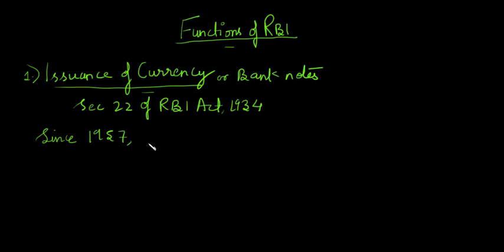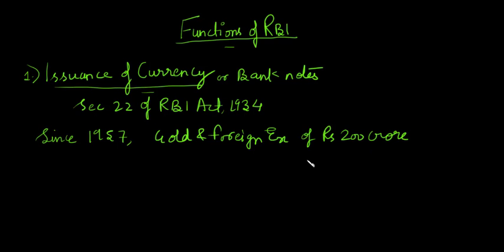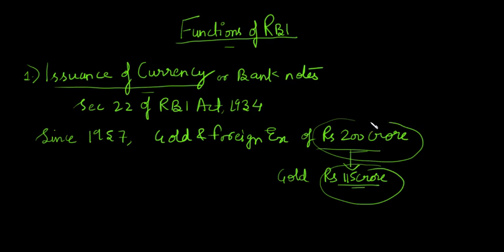RBI is required to maintain gold and foreign exchange reserves of rupees 200 crore in value, and out of this, gold of at least rupees 115 crore, meaning at least rupees 115 crores should be in gold form, and this is kept as a reserve.